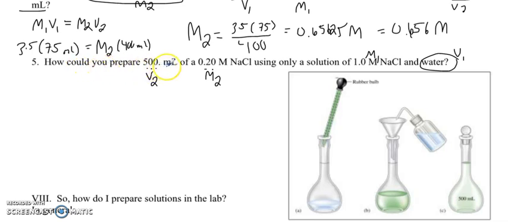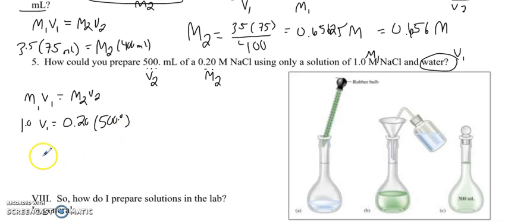So you want to prepare 500 milliliters of 0.2 molar using only 1 molar sodium chloride and water. So how much volume am I starting with? So let's talk through that problem. M1 V1 equals M2 V2. First molarity is 1.0 moles per liter times V1. I want to end up with a 0.20 molar solution, and I want to have 500.0 milliliters of it. So I'm going to divide everything by 1 to get V1. So V1 is 0.2 times 500 divided by 1.